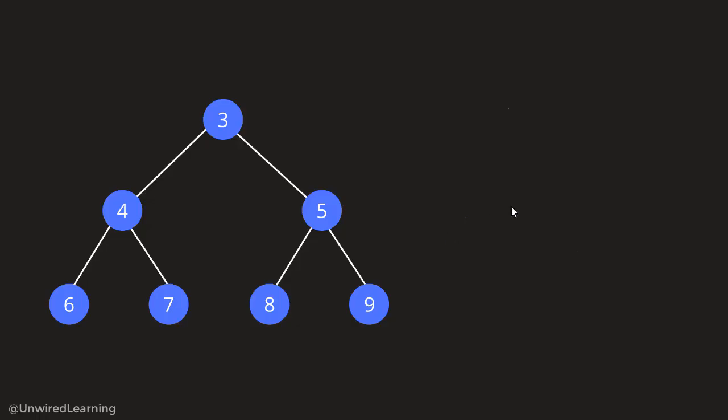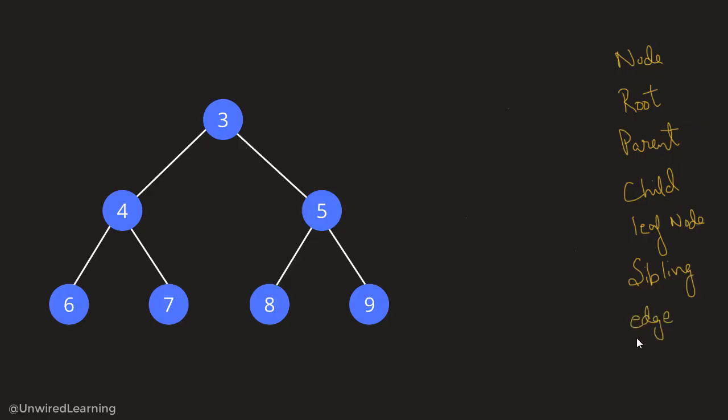The important terms that we need to understand here are node, then root, then parent, then child, then leaf node, then we have to discuss siblings. Why am I writing these? Because these are pretty important and you have to understand each one of them. Then we are going to have edge, then levels, then path, and then subtrees. So I have added them here, which means you have to understand each one of them.